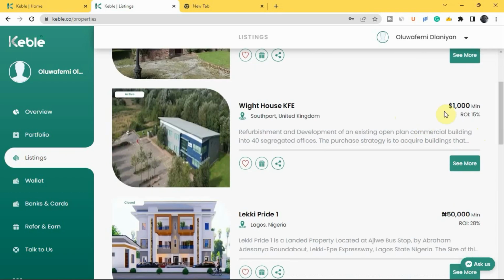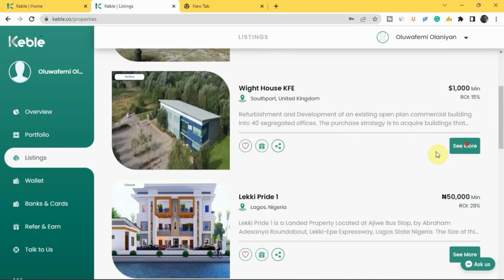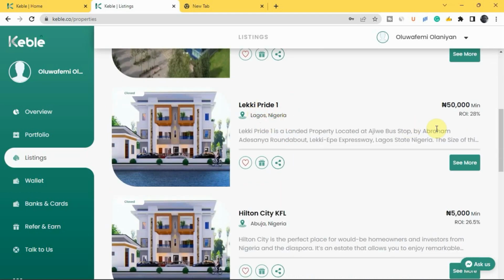If you scroll down to the second property, you see that the ROI is 15%. So that means that for this property called the White House KFE, you'll be earning 15% ROI on your money. And the next one is Lekki Pride 1. You can see that the ROI is 28%. So you can see that this one is higher than the others. So you'll be earning 28% ROI on your money right here.